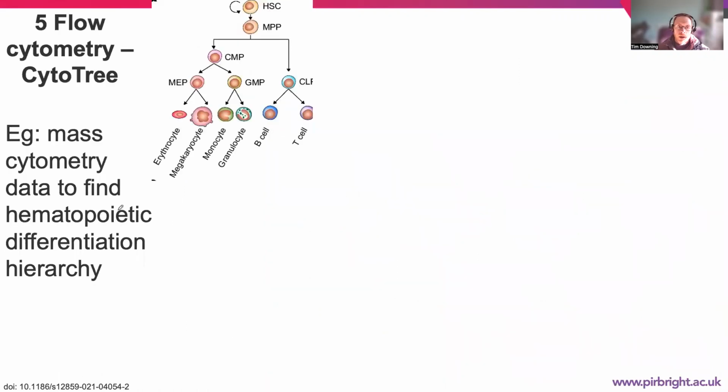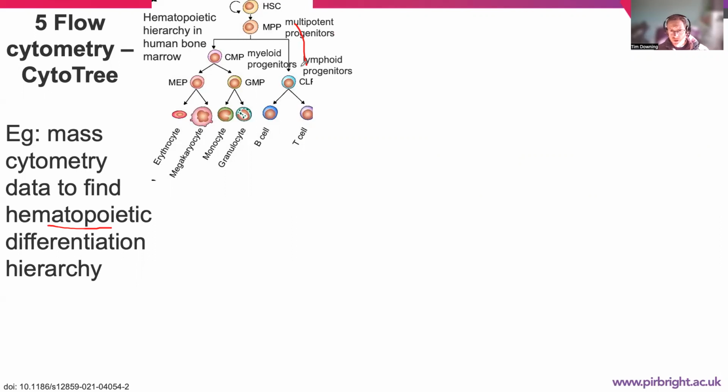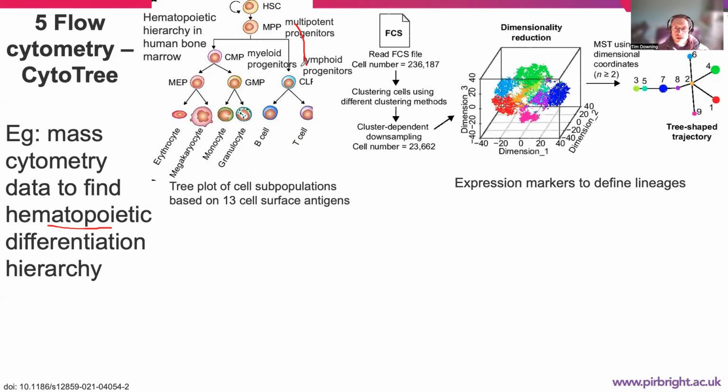We have other applications as well. For looking at a hematopoietic differentiation hierarchy, we can look at these in a tree-like pattern, where we have a known representation of what to expect in advance. This is in human bone marrow, and the cell types are multipotent progenitors, myeloid progenitors, and lymphoid progenitors as well. So what we can do then is plot a tree of the different cell populations that are based on manual information. That's represented here.